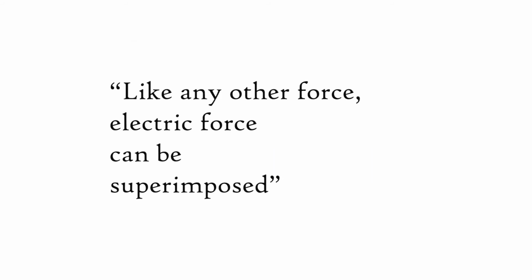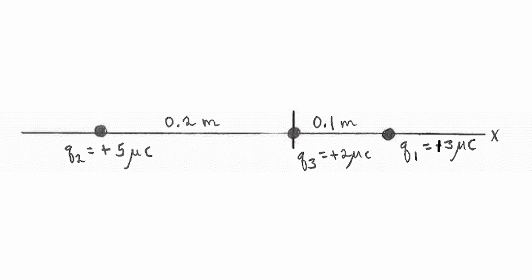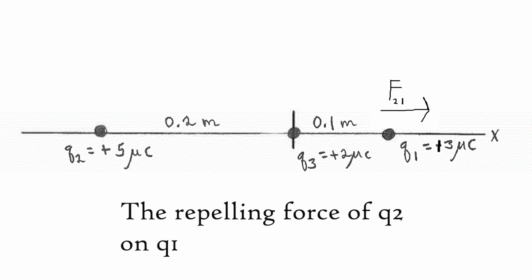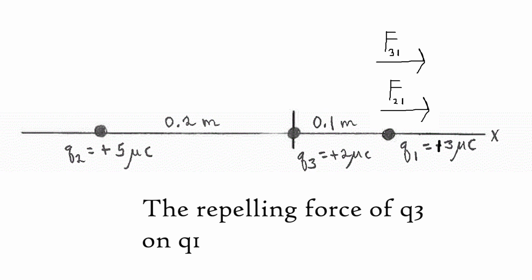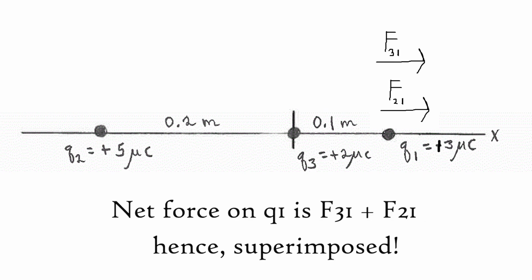Like any other force, electric force can be superimposed. So if you have multiple charges, simply add up all the forces created by those charges. So let's say your proton is pushing another proton away, and you have another proton pushing the same proton away. And so the net force on that final proton is the sum of those two other protons pushing it.